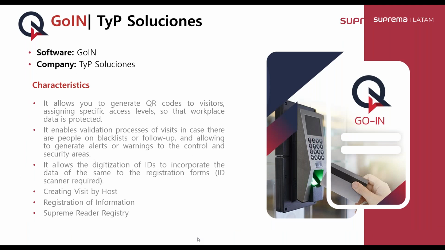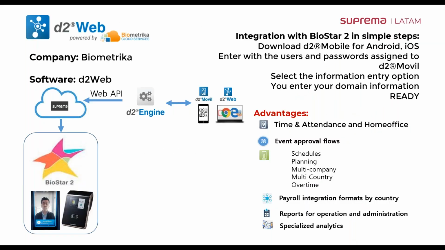Besides that, we also have the Go-In software from TIP Soluciones, TIP Solutions in English. The characteristic of this software is that it allows you also to generate codes for visitors, that also enables the validation process and follow-up for some specific kinds of users, those users that are probably blacklisted, so that is something important. It also allows the digitalization of the information coming from the IDs, which is of course very useful, and allows you to create visits by some specific host, and gives you also the functionality to register Suprema devices.